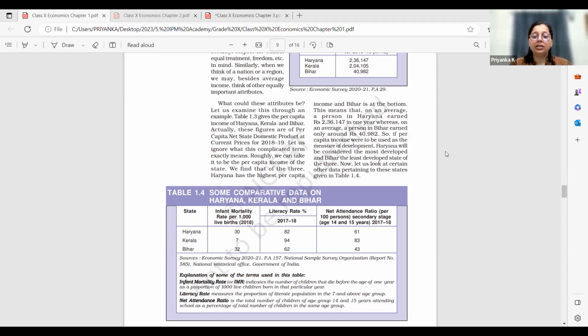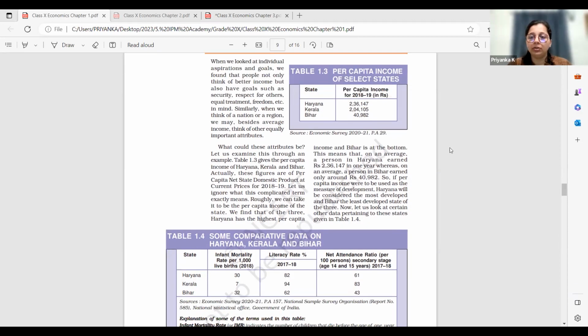Now, when you add these two tables, the information in table 1.3 and 1.4, you can understand that Haryana, though it is at a higher level in per capita income, has an infant mortality rate, literacy rate, and net attendance ratio that are lower than Kerala. Compared to the other two states, Kerala stands in a better position in terms of its infant mortality, literacy rate, and net attendance ratio. So when we combine the details, we can say that Kerala is actually in a better position than Haryana.